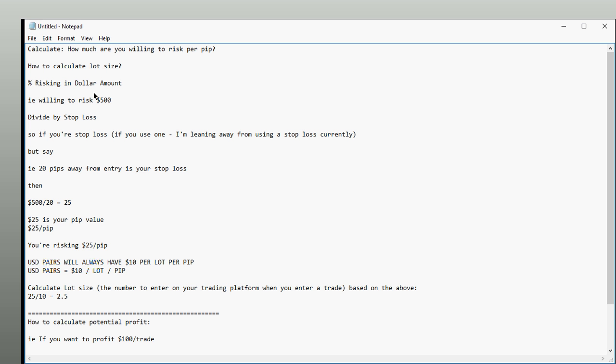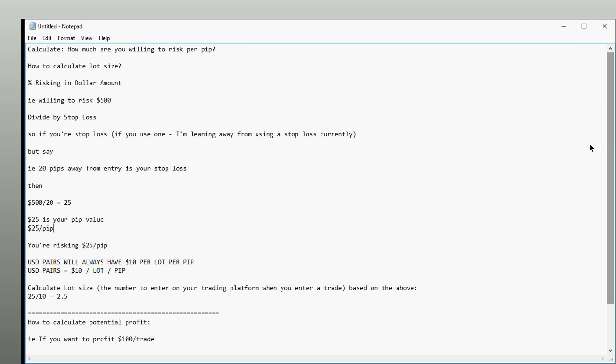Just following what I have typed up here, if you're willing to risk $500 and you have a stop loss that is set 20 pips away from your entry point, then you would divide 500 by 20, which gives you your pip value. In other words, each pip is $25.